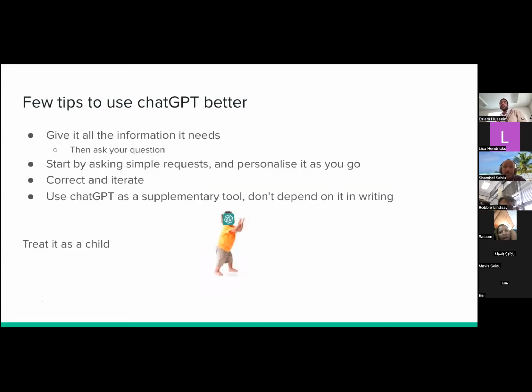So, just a few tips on how to use ChatGPT better. Basically, give it all the information that you have so it can help you better. Otherwise, it will just come up with its own things. Also start by asking simple requests and try to iterate over and over so you can get what you really want at the end. So basically treat it as a child. I don't know if I'm offending ChatGPT or not now.